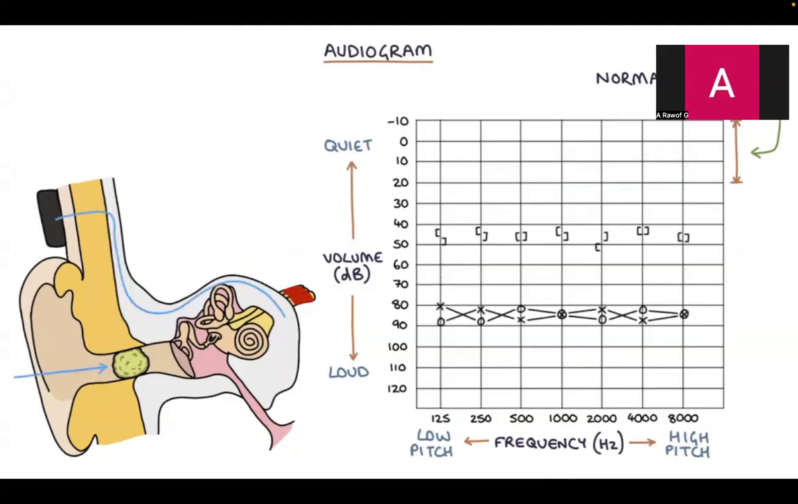Both air and bone conduction readings will be more than 20 decibels in patients with mixed hearing loss. However, there will be a difference of more than 15 decibels between the two, with bone conduction better than air conduction, plotted slightly higher on the chart.